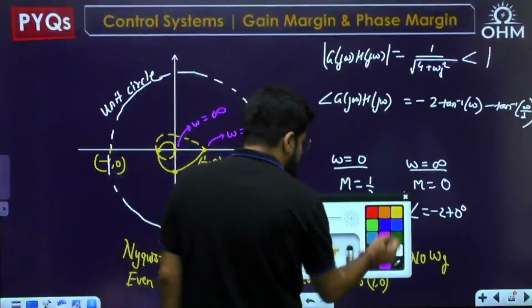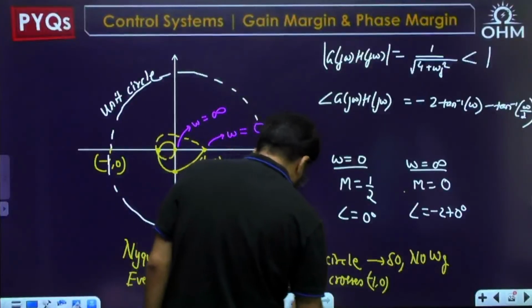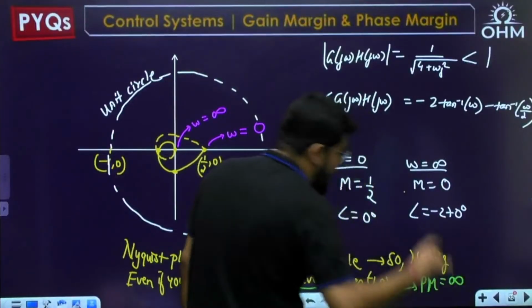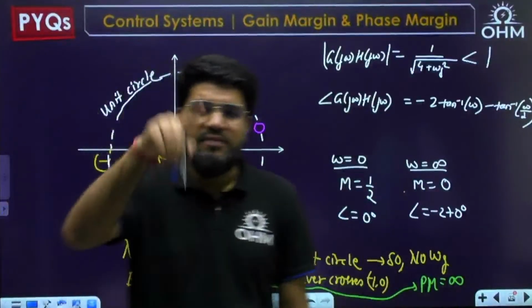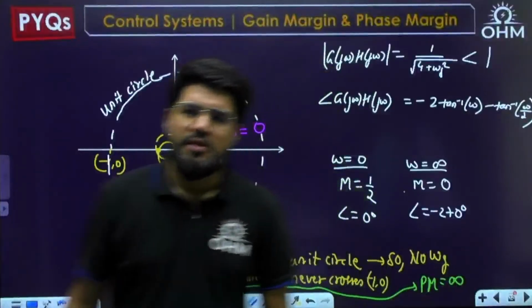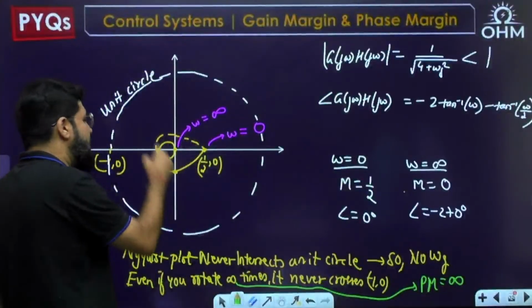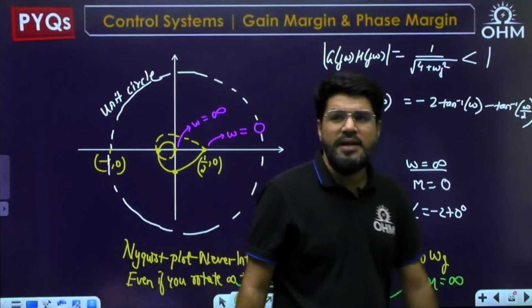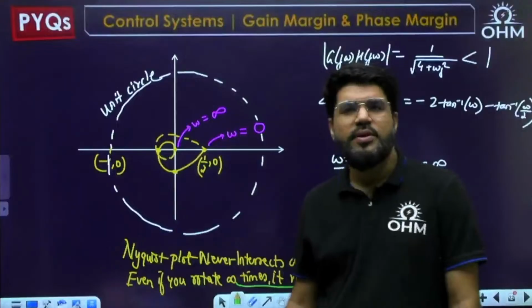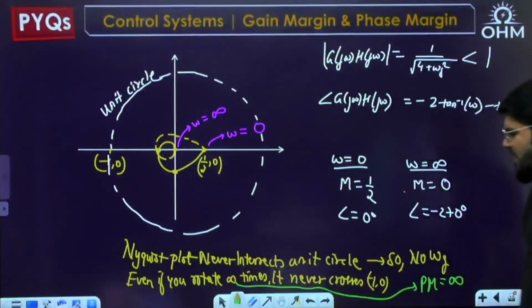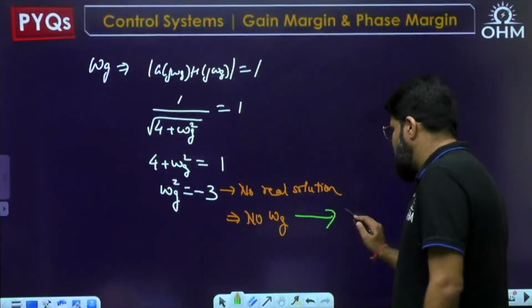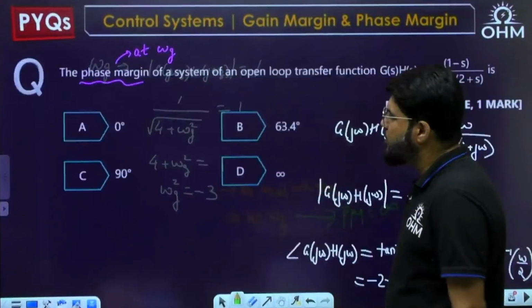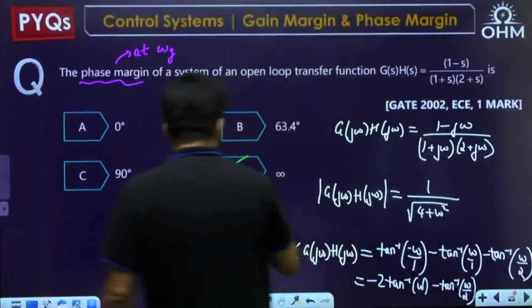And that leads to the idea that the phase margin, the margin by which you can rotate, is infinite. Even if you keep rotating any number of times, it cannot cross this point, -1, 0, which is the critical point of stability in the Nyquist plot theory. So what is the answer? Whenever there is no omega g, you can take phase margin equal to infinity. Correct answer is option number D.